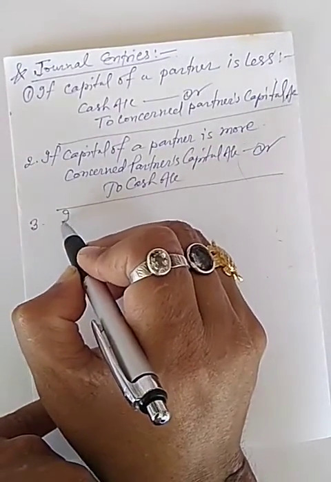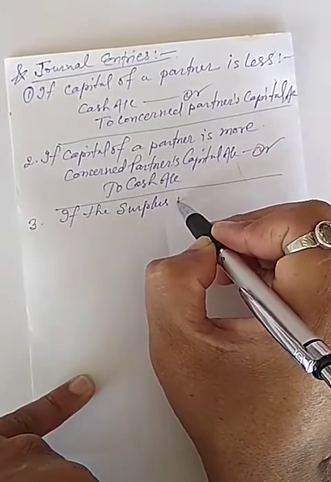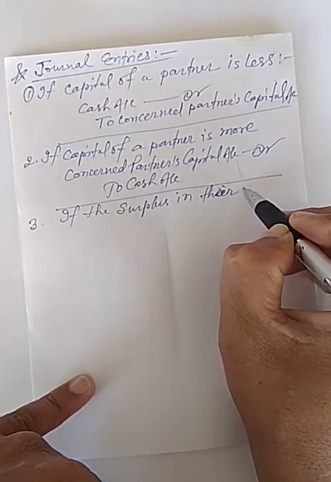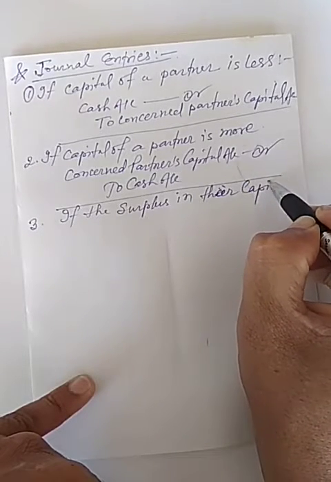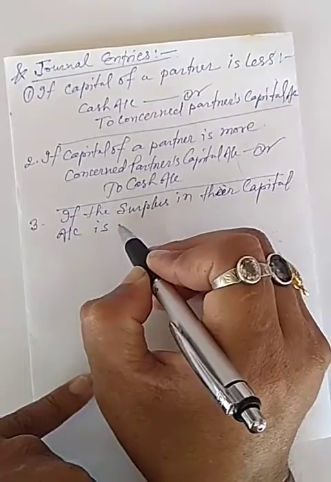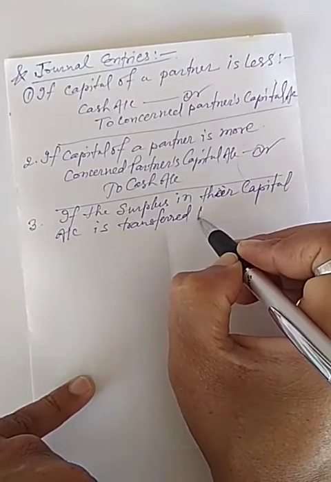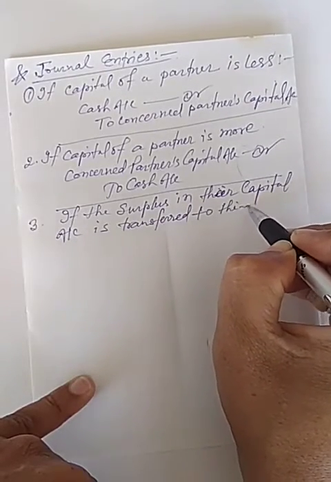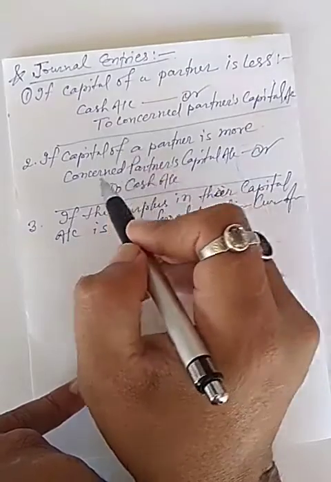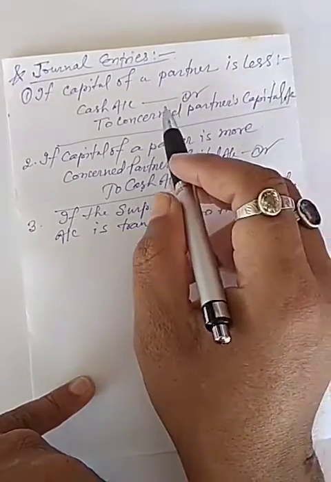Now the third journal entry: if the surplus in their capital accounts is transferred to their current account, the journal entry will be the same: concerned partner's capital account to concerned partner's current account, and vice versa respectively.